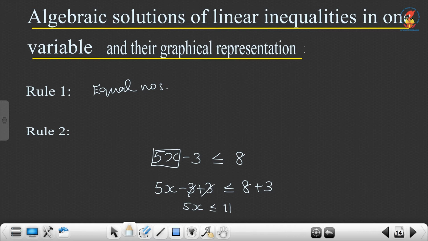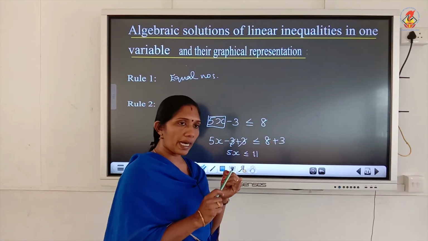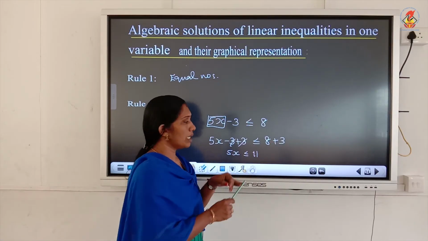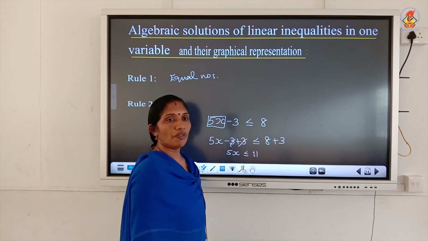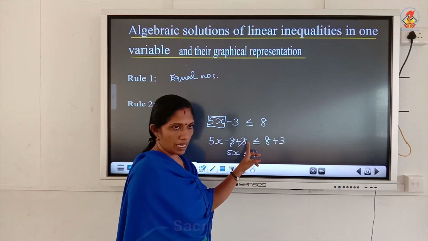Or you can subtract, that is also possible. Here I added this 3 to both sides. You can add or subtract the same number to both sides of an inequality without affecting the sign.